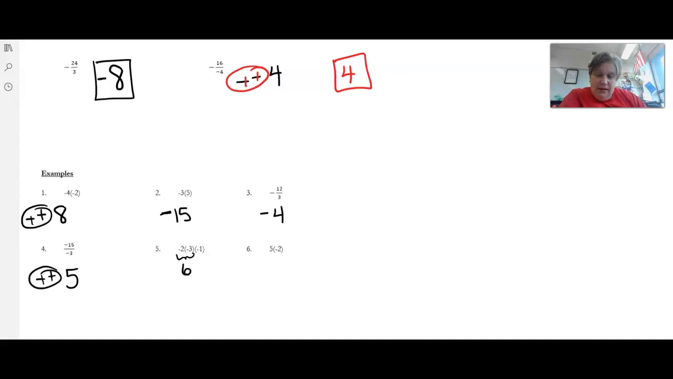2 times 3 is 6. Bring down the 1. 6 times 1 is 6. Now I have 3 negatives, so I'm going to circle 2 of them. And so now my answer actually is negative 6. So that one you had a little bit more to do, but not that bad. And then the last one, 5 times 2 is 10. There's 1 negative, so you bring it down.